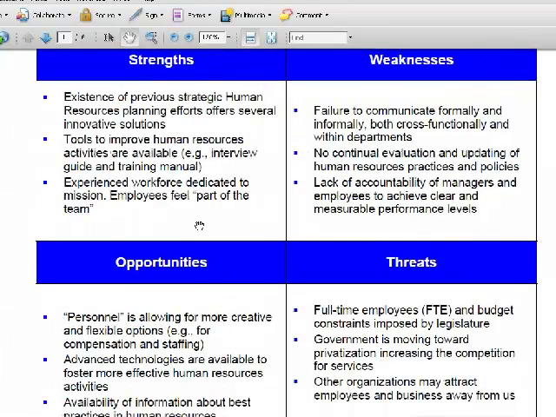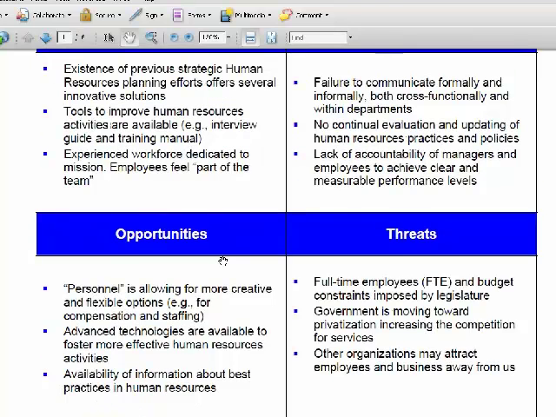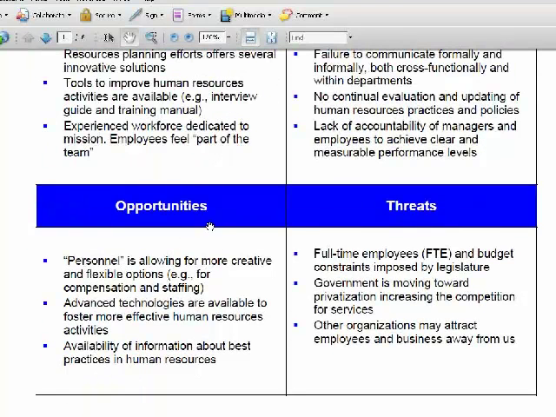Let's look at items that are opportunities in this case. Now these are external to the organization, but positives. In this case, personnel is allowing for more creative and flexible options, such as compensation and staffing. Advanced technologies are available. Availability of information about best practices. So these are opportunities, external.